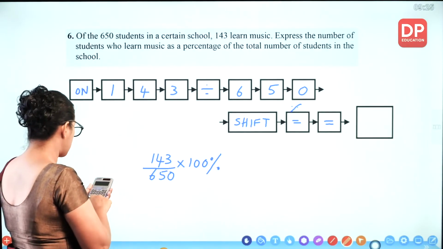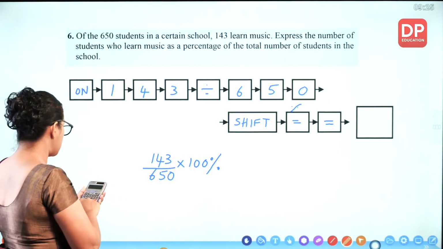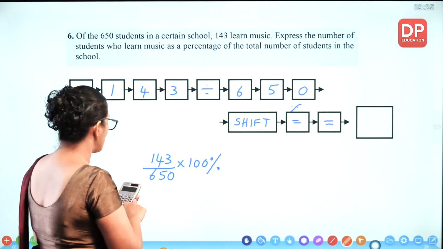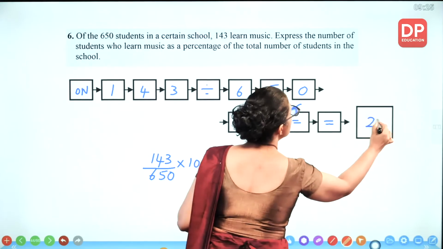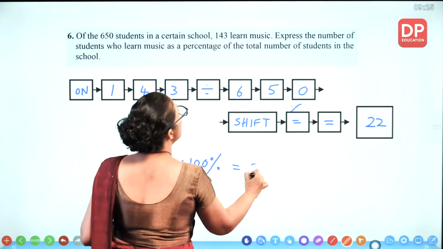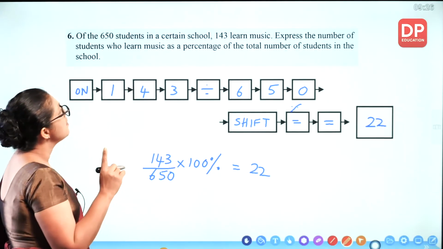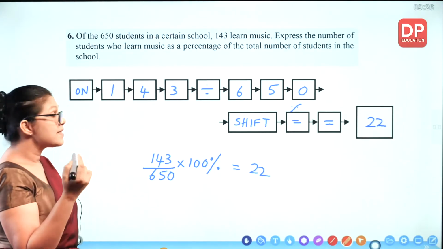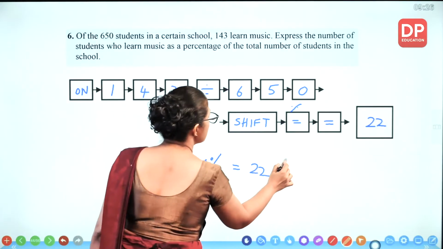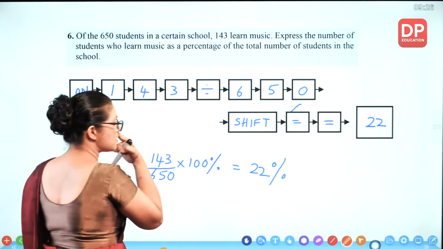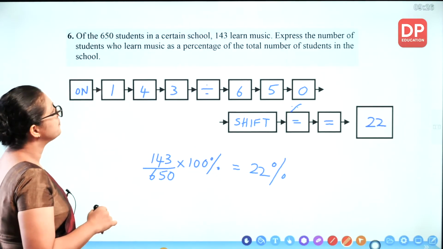143 divided by 650 as a percentage, that's 22. So 22 students learn. So this is as a percentage. 22% students study music.